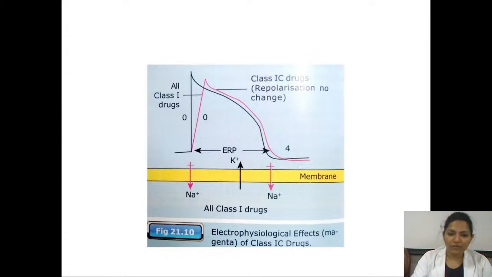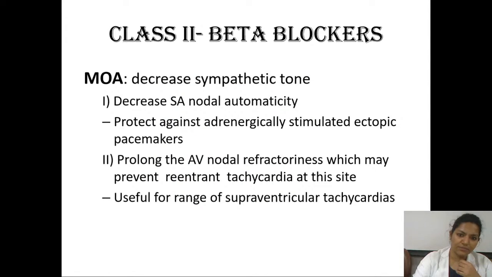Now, if you have a look at the changes in action potential with 1C drugs, you can see that first of all, because of sodium channel blockage, like class 1 drugs, there is a change in slope, and here you can see that there is not much change in the repolarization, right? So this is how the changes in action potential look with 1C drugs.